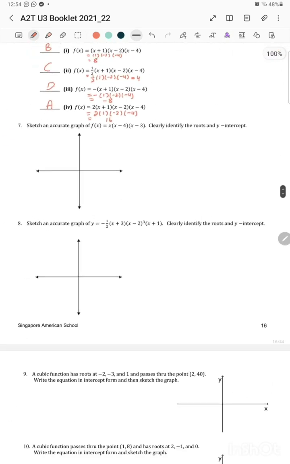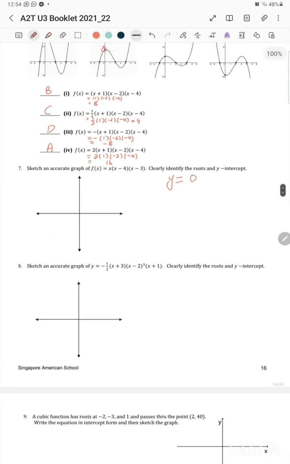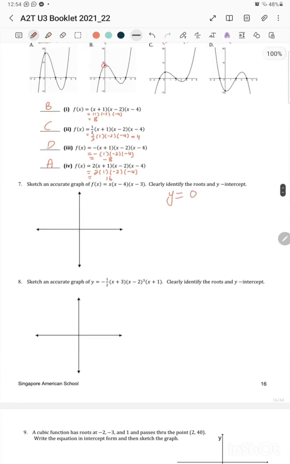Sketch the accurate graph of f of x. Clearly identify the roots and y-intercept. So y would be 0 and x would be 0. So double root from here. x plus 4, 1, 2, 3, 4, and x plus 3.